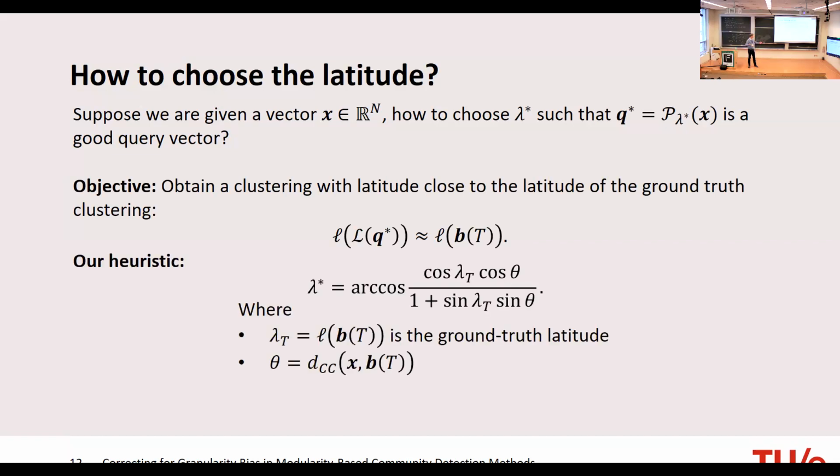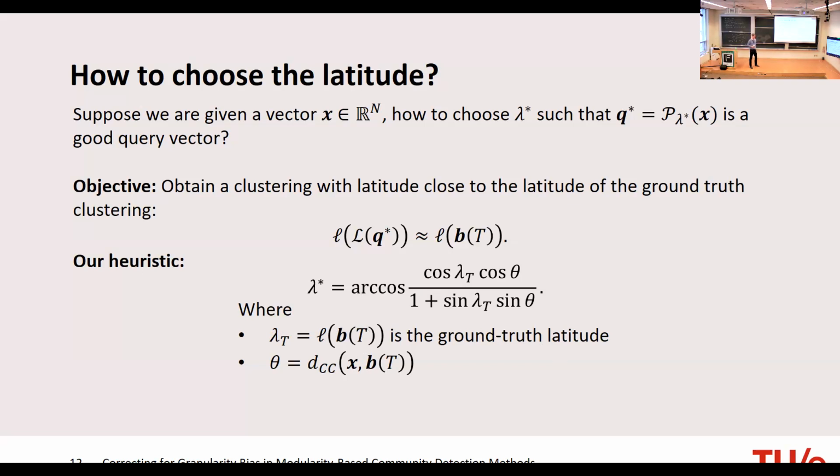And the heuristic that we get out of it is this. We have a nice formula for how to choose the latitude, and it is a function of the ground truth latitude, that's the latitude of the ground truth partition, and the correlation distance between the vector that we start with.